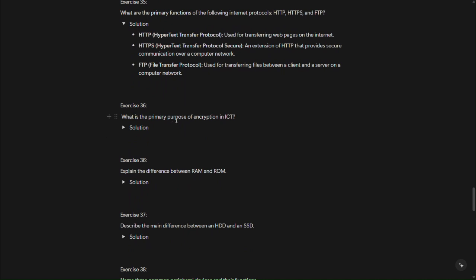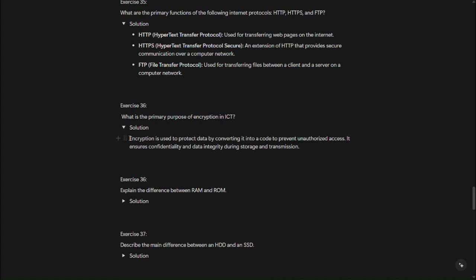36. What is the primary purpose of encryption in ICT? Encryption is used to protect data by converting it into a code to prevent access. It ensures confidentiality and data integrity during storage and transmission. This is the importance of encryption in ICT.